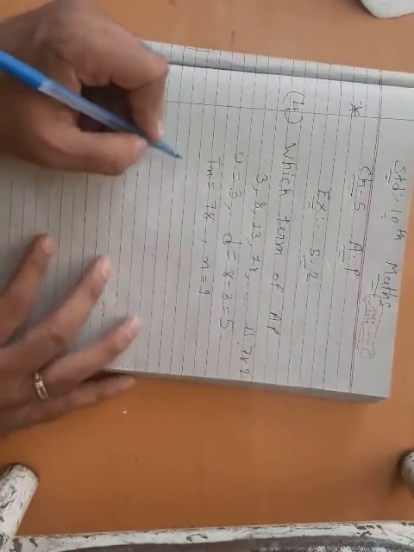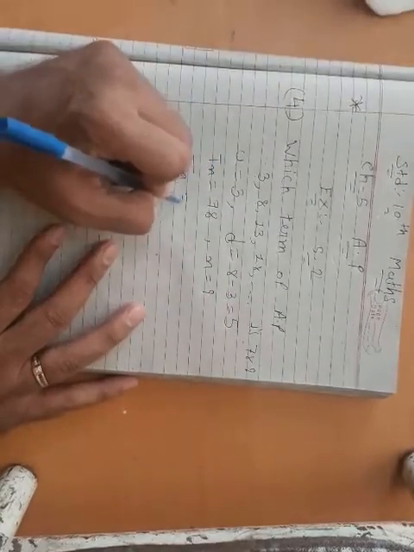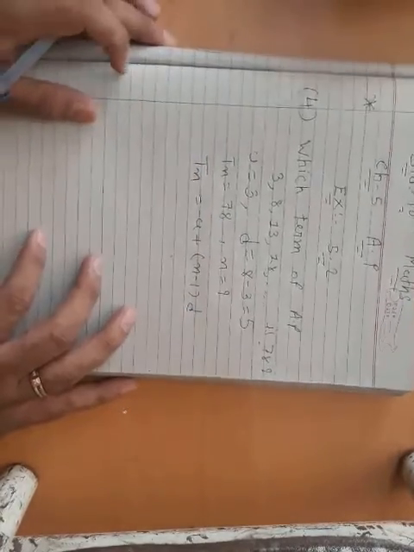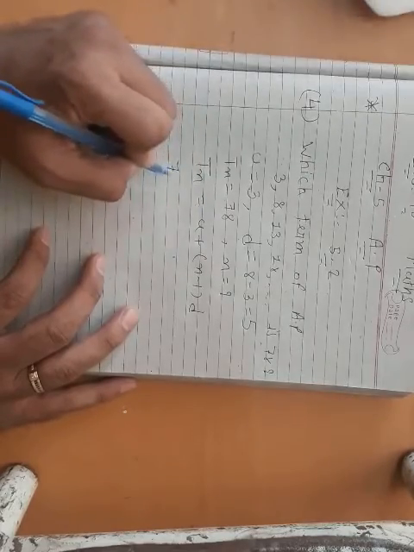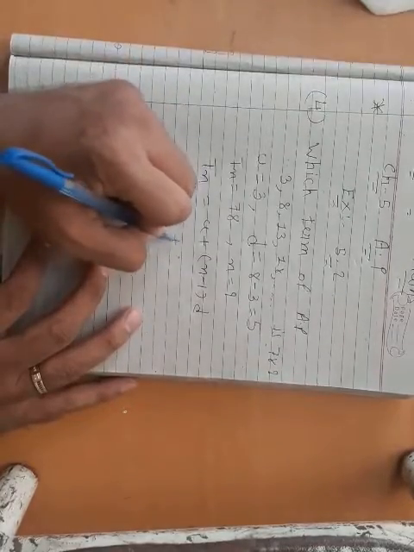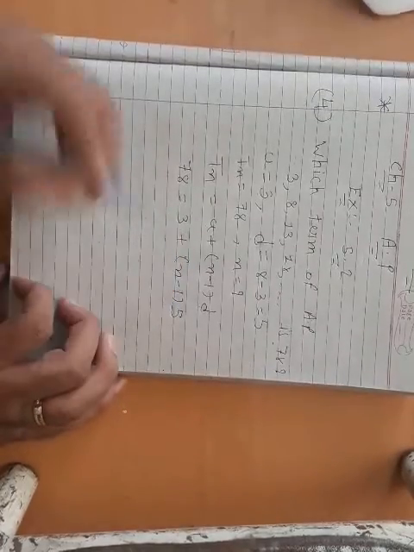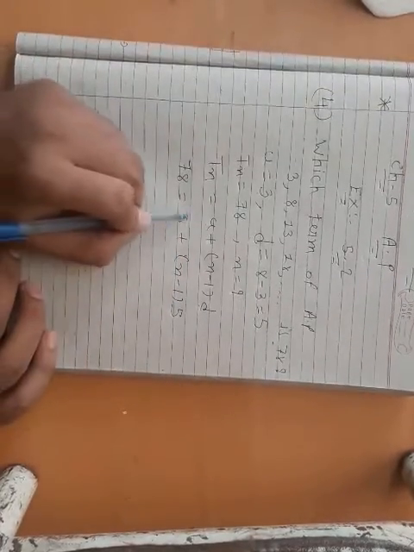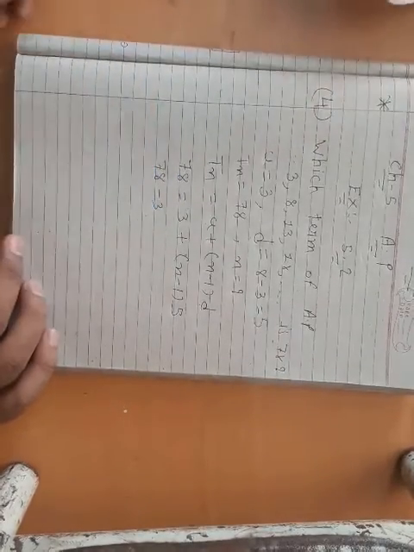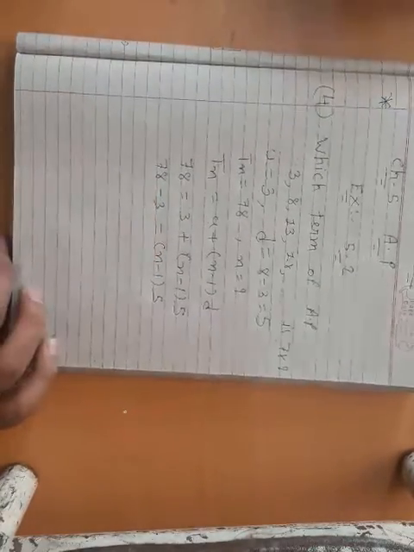Now see, to find n we can use this formula. Tn is equal to a plus (n minus 1) into d, that is the formula. Now Tn is 78 is equal to a is 3, we need to find this n, and d is 5. Okay, now take this 3 to the left side. 78 minus 3 is equal to (n minus 1) into 5.